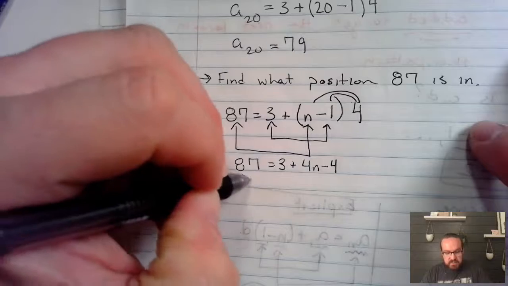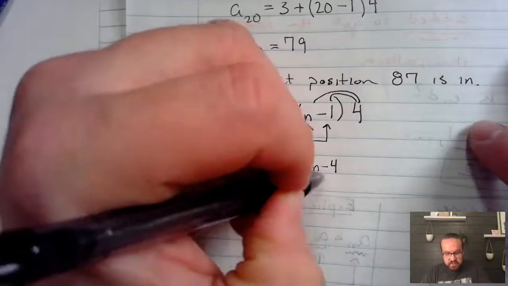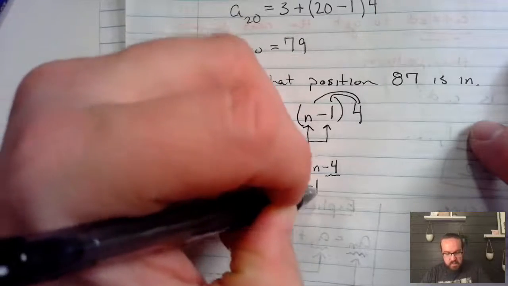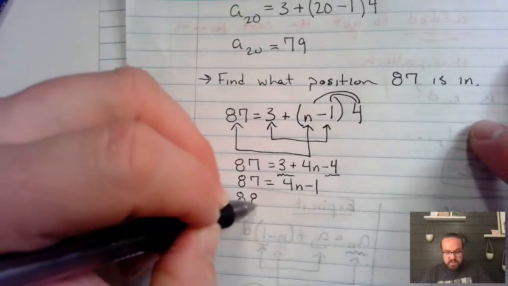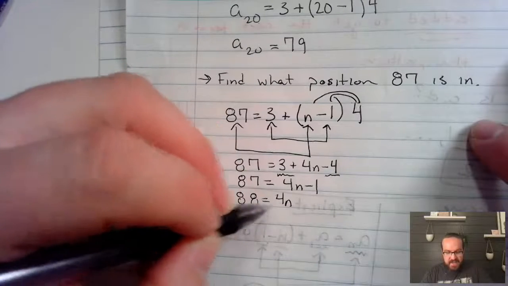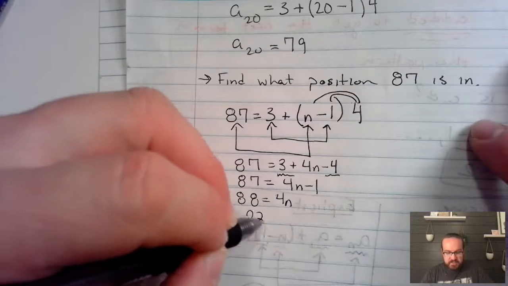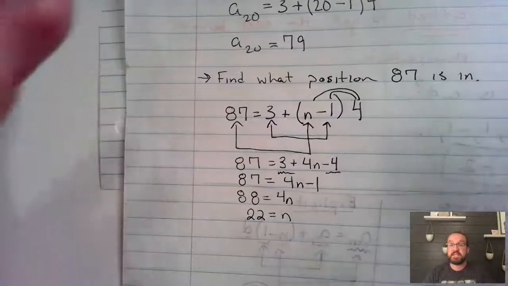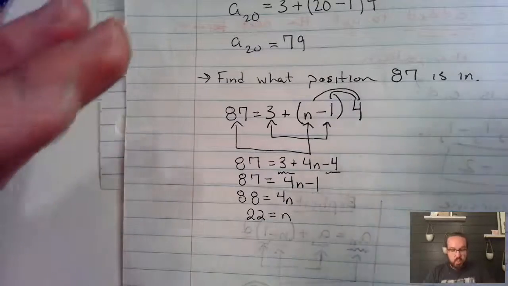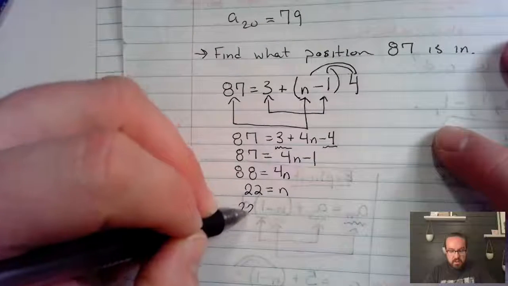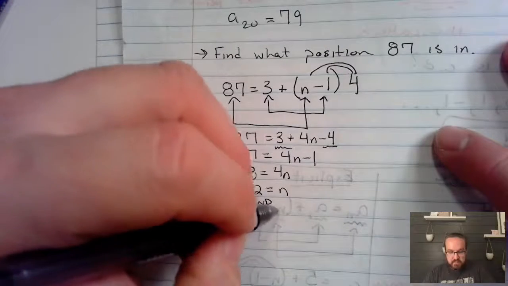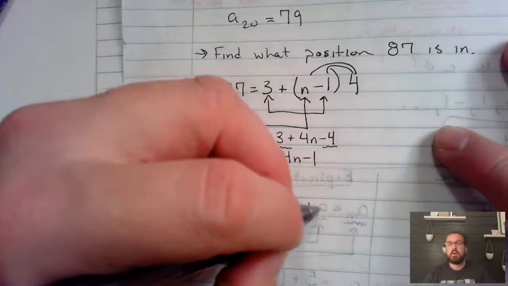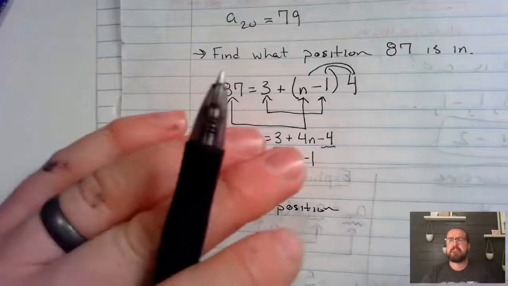87 equals, again, these two right here, so it's just 4n minus 1. Add 1 to both sides, and n equals the double deuce, 22. So in the 22nd position, that's where 87 lies.